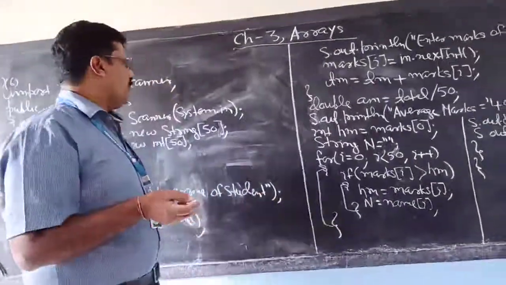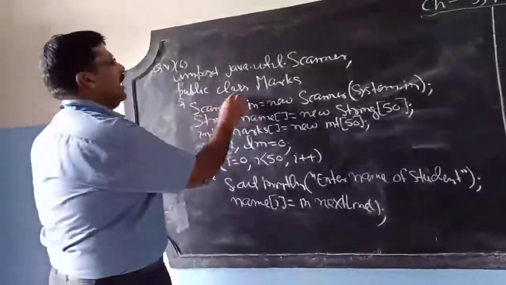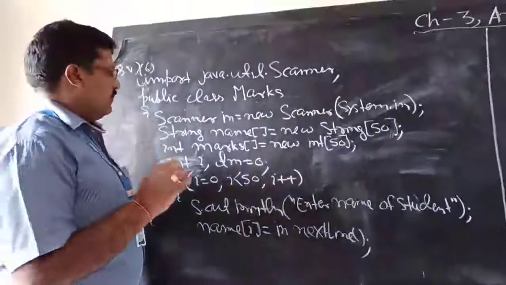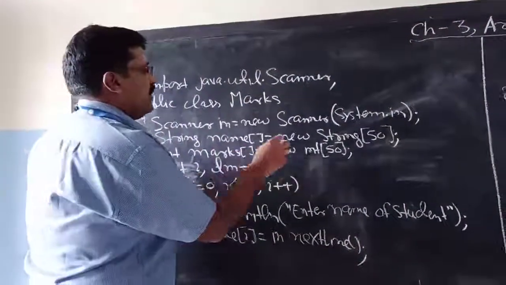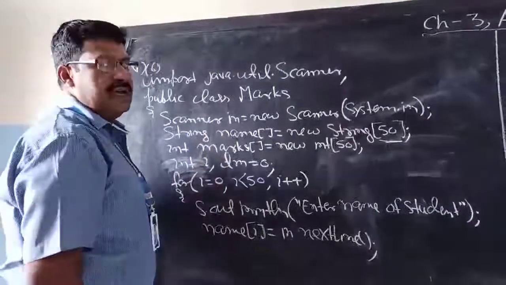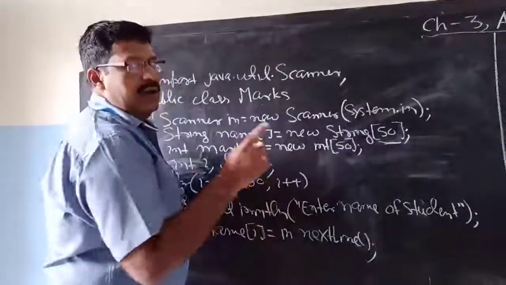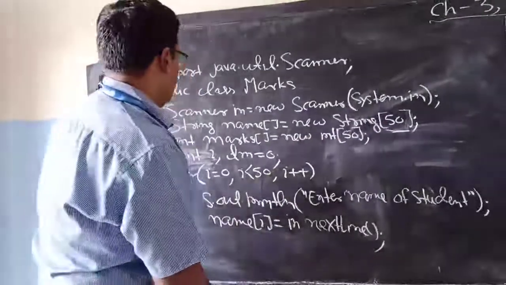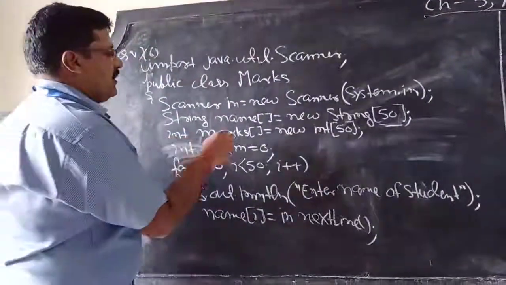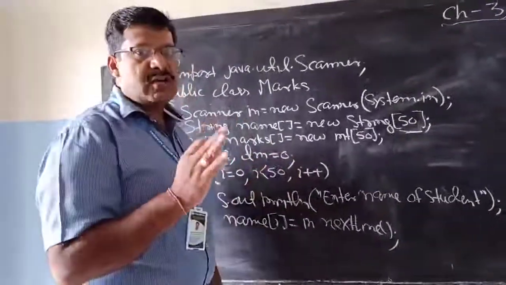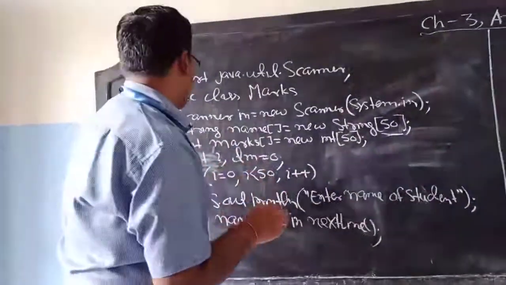Now let us begin. Public class Marks. We have to declare two arrays. First array: String name[] = new String[50], size 50. The first array is of string type to accept the names of 50 students according to the question. Then the second array is int marks[] = new int[50]. This will store the marks of 50 students in the subject.